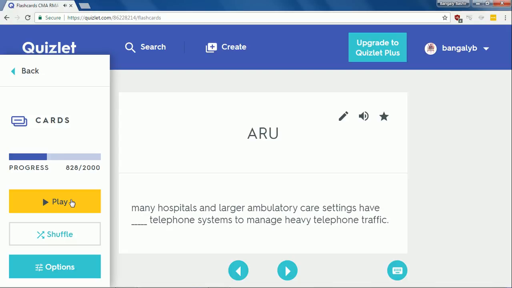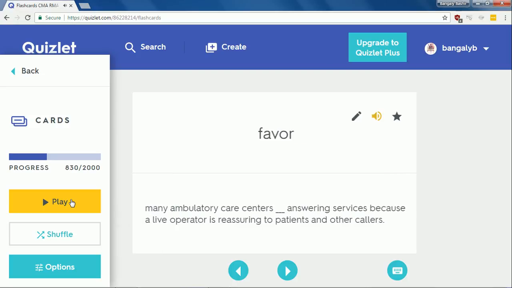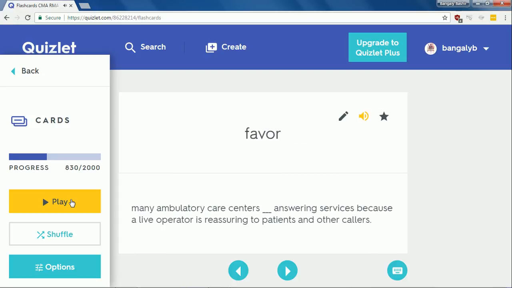Many hospitals and larger ambulatory care settings have automated telephone systems to manage heavy telephone traffic. Disadvantage. The problem with these systems is that the recorded voice may be difficult to hear, especially for older adults or hearing impaired patients. Favor. Many ambulatory care centers favor answering services because a live operator is reassuring to patients and other callers.